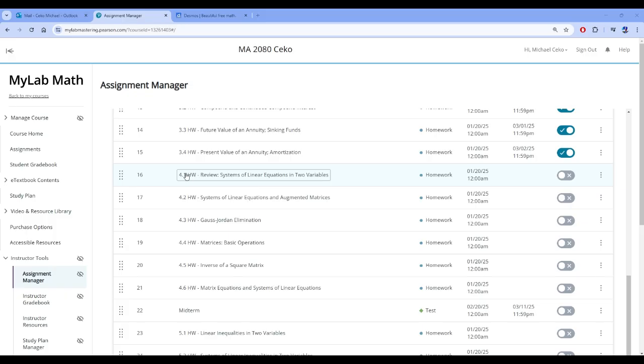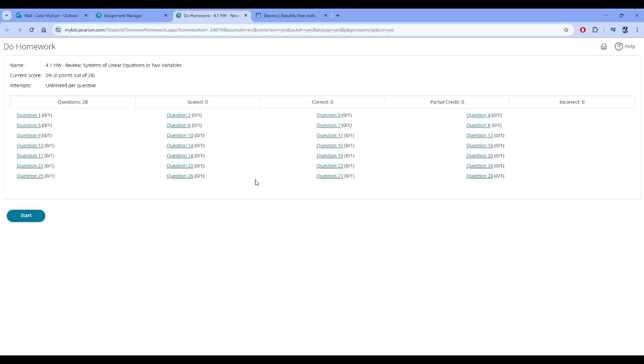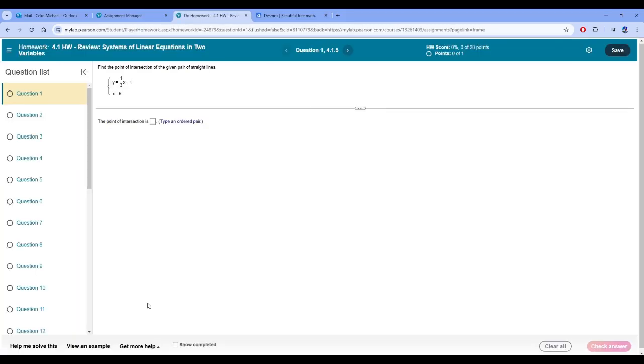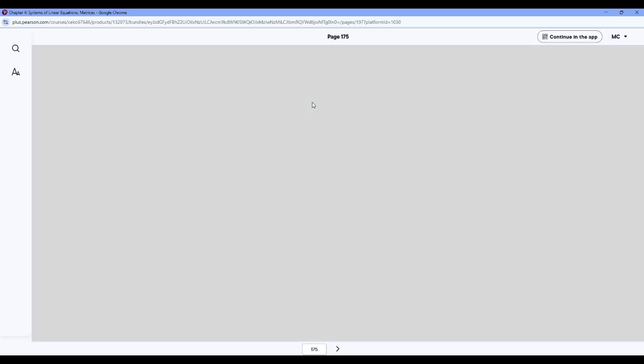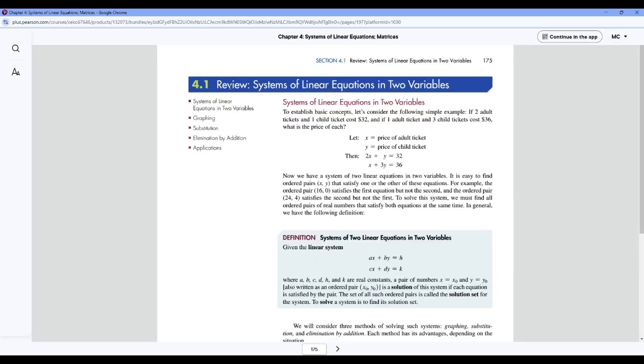Today, we're going to be focusing on lesson 4.1, viewing systems of linear equations in two variables. So let's go ahead and take a peek. As always, I'm just going to go straight to the textbook, just to see what we need to understand from this major concept here. Alright, so systems of linear equations in two variables.